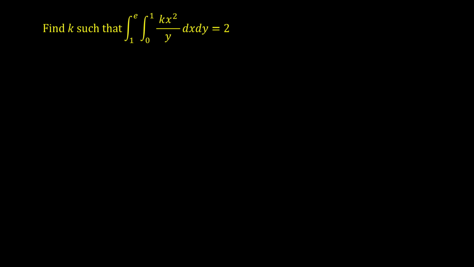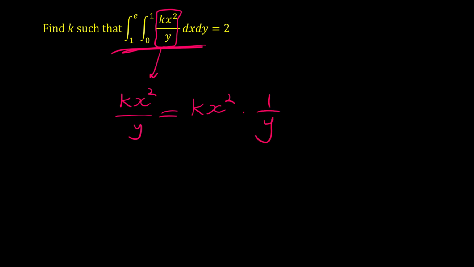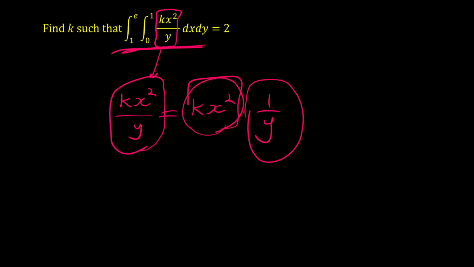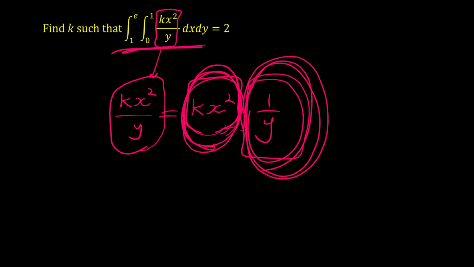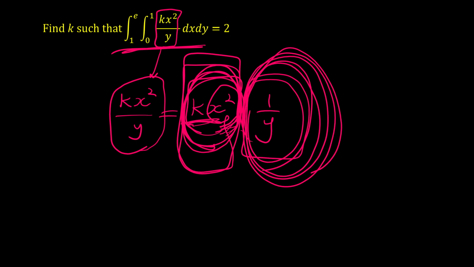But the better way that we can find this double integral is to note that this expression kx to the 2 over y can be written in the form of kx to the 2 times 1 over y. We can write this expression in the form of product of two parts, that one part is only in terms of x and the other part is only in terms of y. Attention, k is a constant, so this part is only in terms of variable x and the other part is only in terms of variable y.